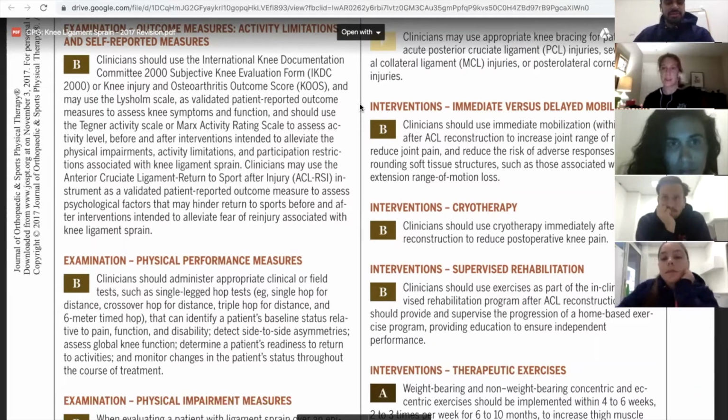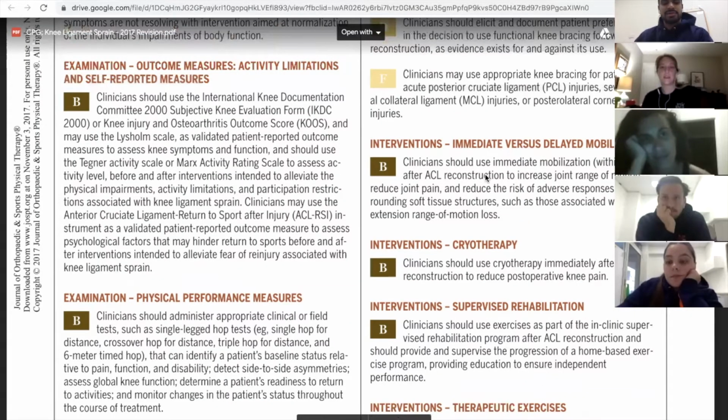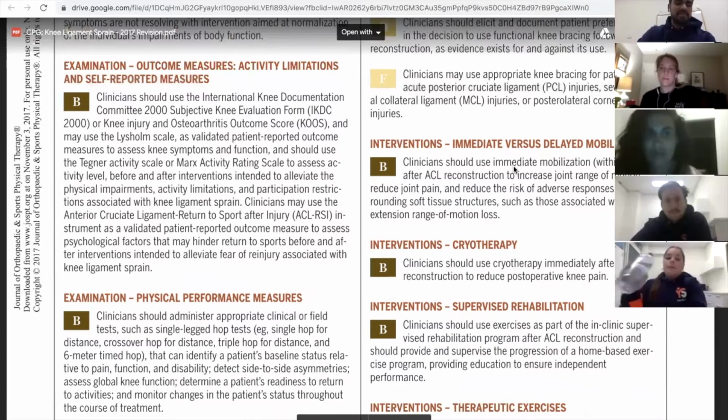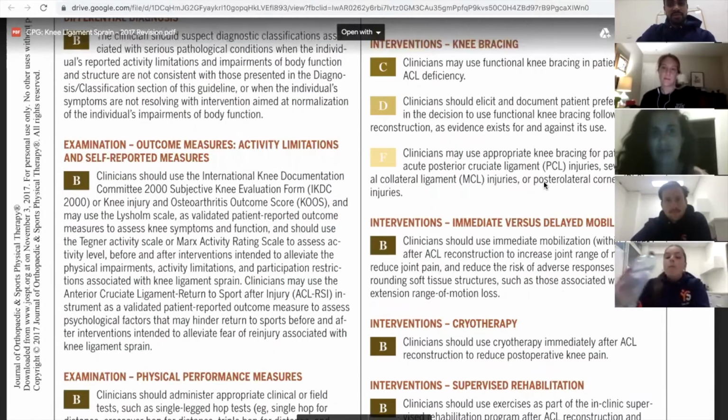Really? Yeah, if you don't have an ACL and you want to run around cutting and stuff, it kind of makes sense. But if they're not trying to go back to a sport and don't have an ACL, then there's not much of a point to having the brace. Yeah, and I guess it depends on the sport as well and the limitations of the brace. These functional braces don't have to be the big metal ones. They can also just be a bit more supportive to allow for sport if you don't have an ACL. Interesting. That was my thoughts around it.